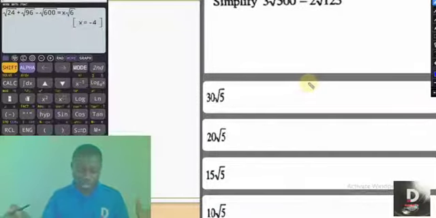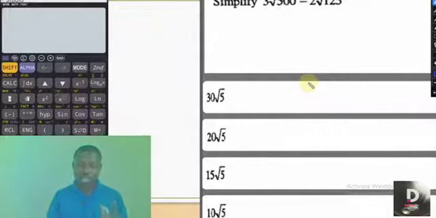All right, similar calculator. So I clear my calculator screen. 3 root 500. So 3. This is not cube root. It's 3. You should know the difference. 3 root 500.